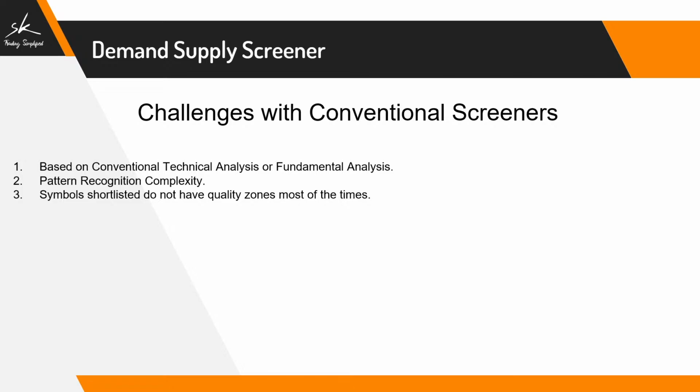Next, the scanner screeners available to us that are based on conventional technical analysis, whatever list we get, when you start analyzing them, you will realize that most of the time that list does not have any quality demand and supply areas. The reason is that those screeners are not designed to shortlist based on demand and supply. That is why most of the times they don't even have demand supply zones, and you might be wasting a lot of time analyzing such symbols where you don't have any zones.